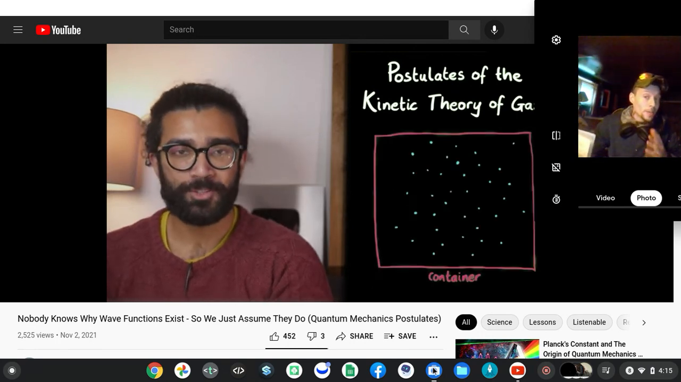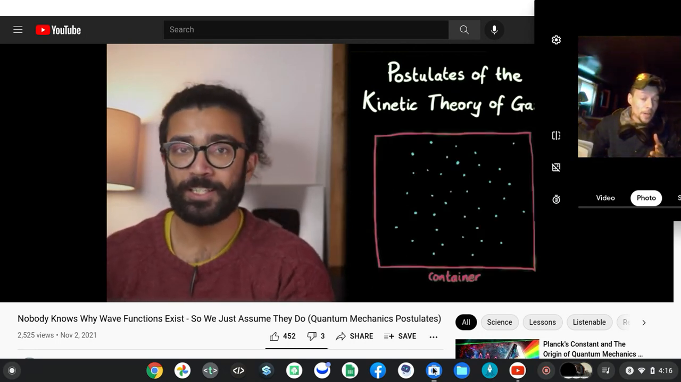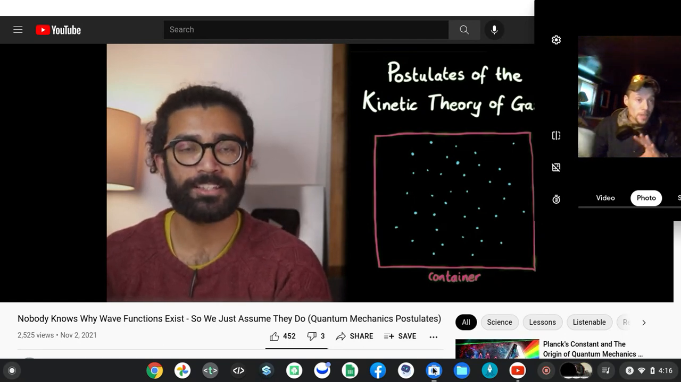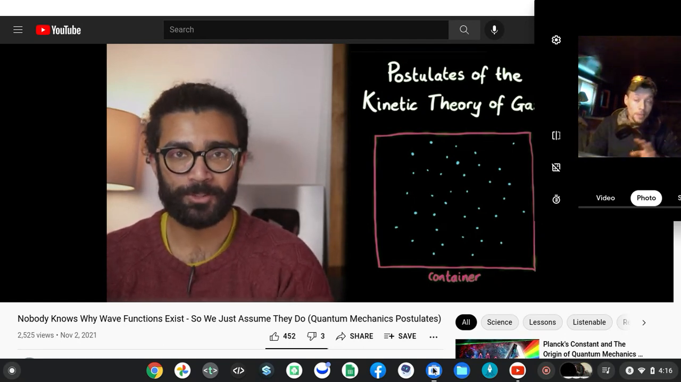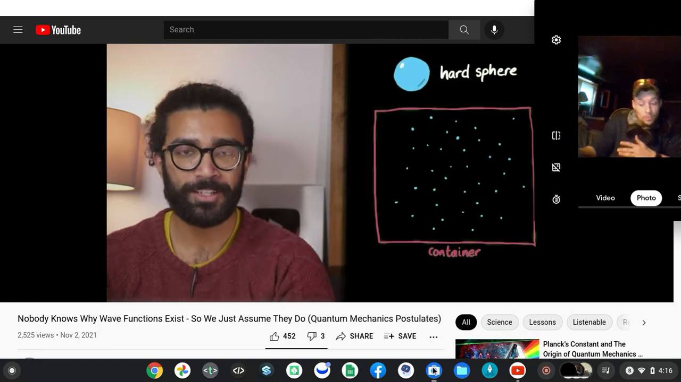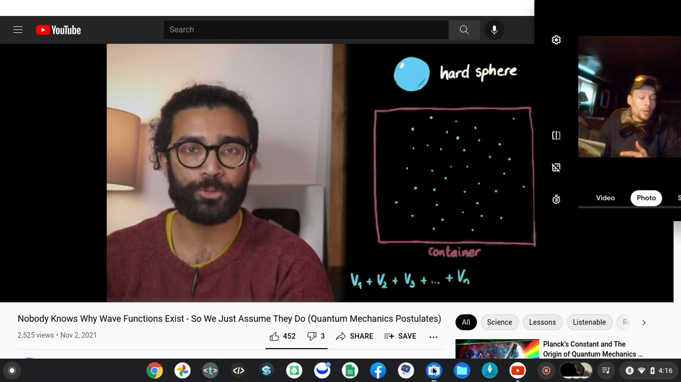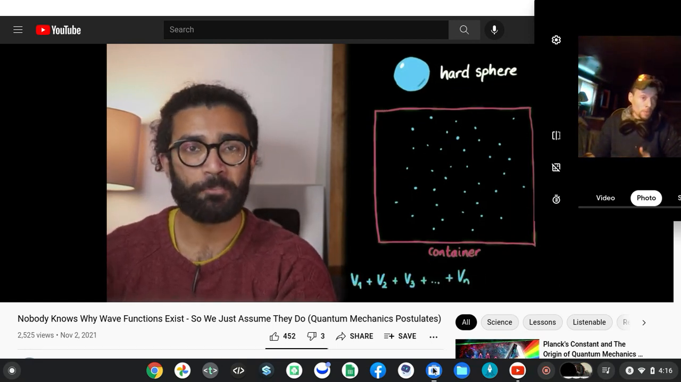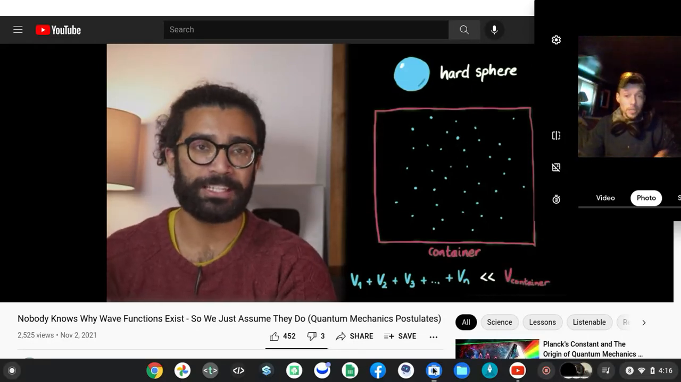One of the assumptions we make about the gas that we're trying to understand using the kinetic theory of gases is that it is made up of lots of little spherical particles that are so small that the total volume of these particles is much smaller than the volume of the container that they're in.